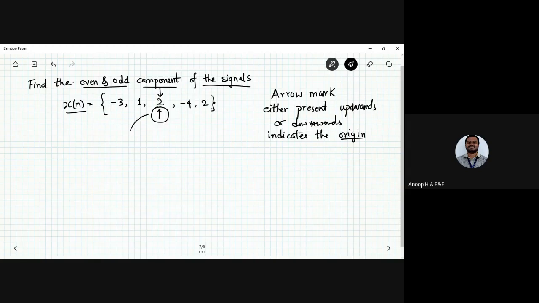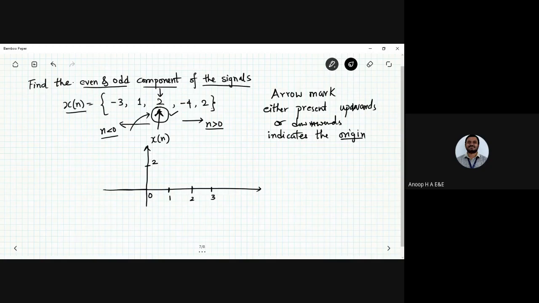What I wanted to mean here is, if I want to draw a discrete signal x of n, the sketch of the signal would be like this: 0, it is 2, and at 1, so here it indicates n greater than 0, and here it indicates n less than 0. This is one of the important concepts here. This is the arrow mark I marked here, where you have n greater than 0 and n less than 0. So you have the values 0, 1, 2 and 3, next minus 1, minus 2, minus 3.